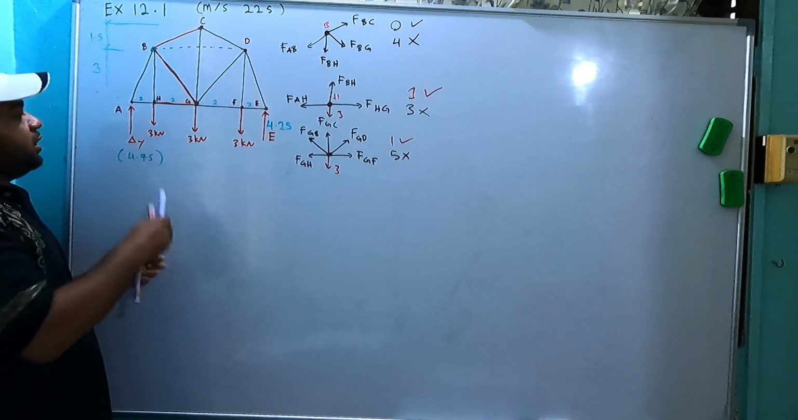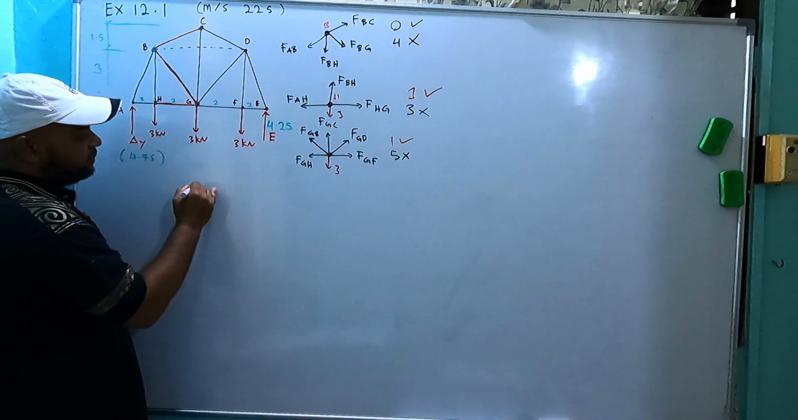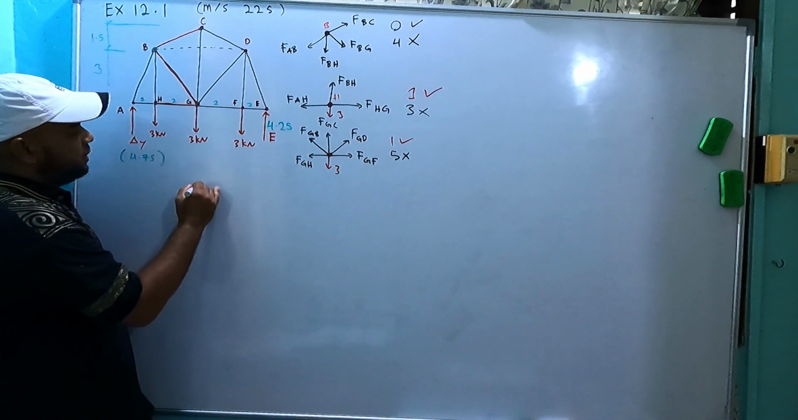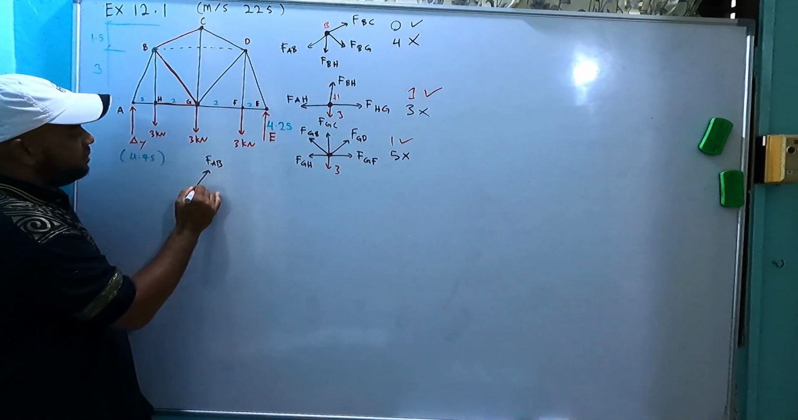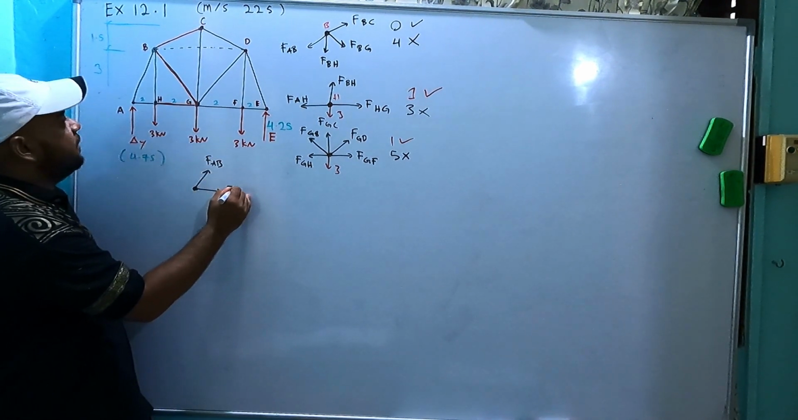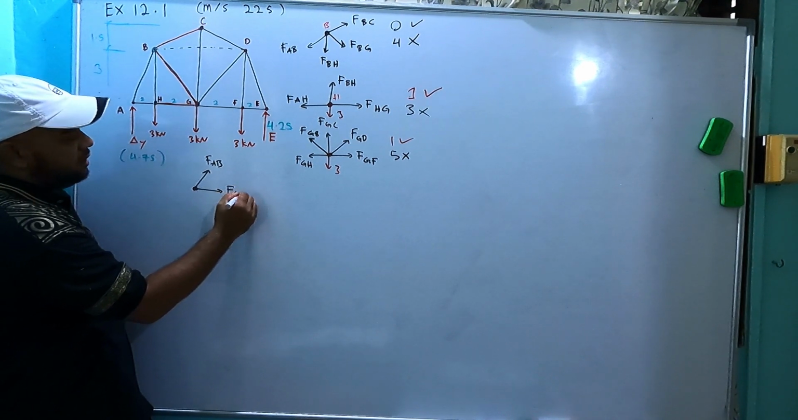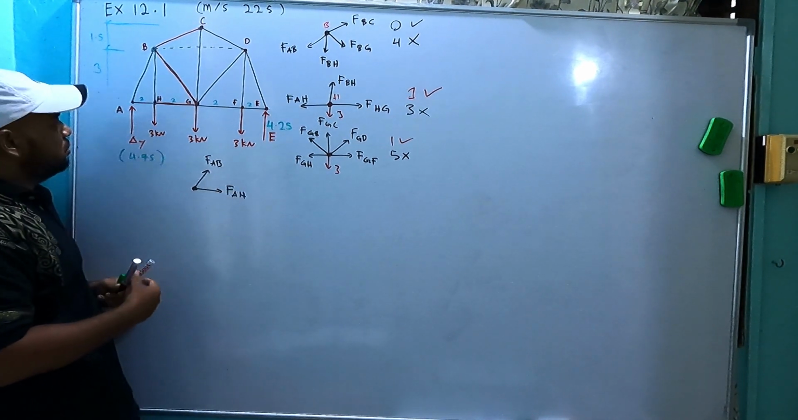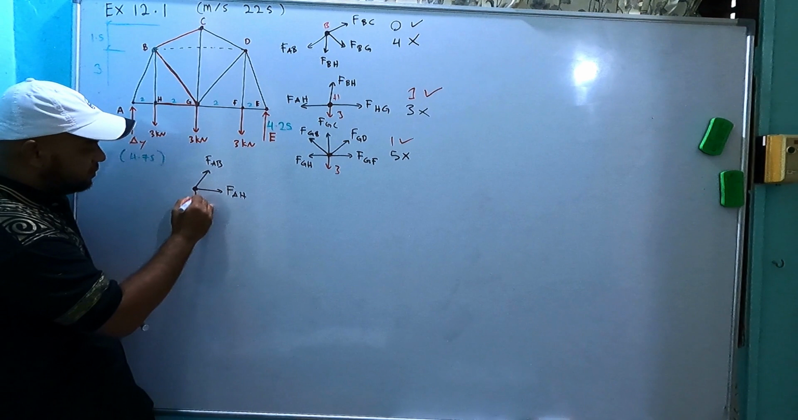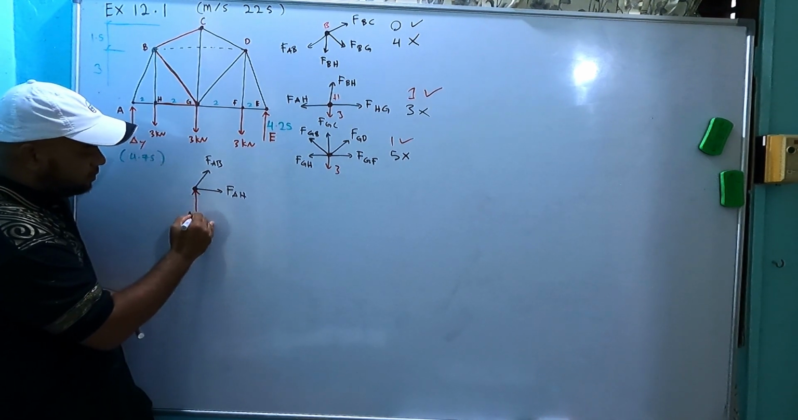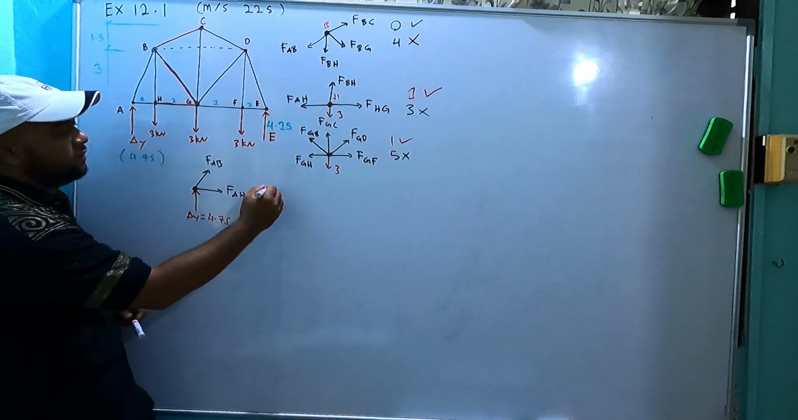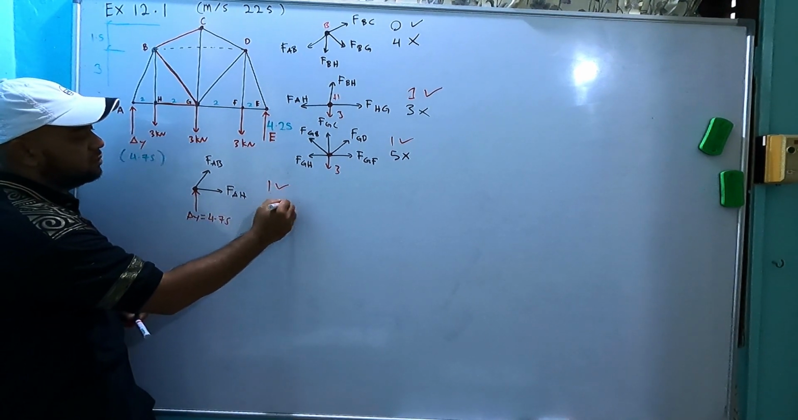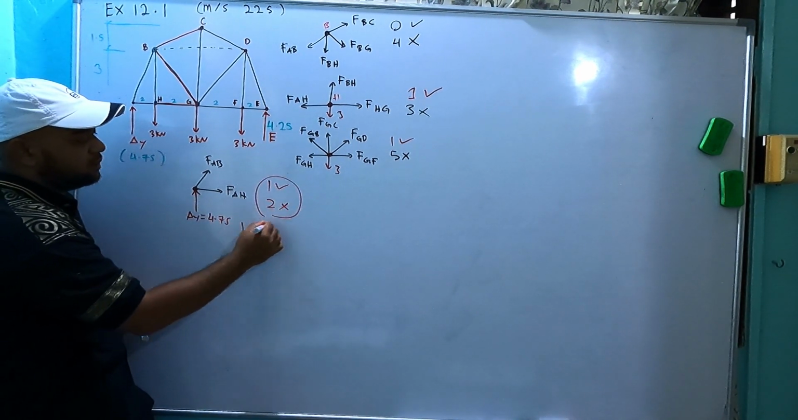Okay, so we go to point A. Normally I will go to point A. At point A, you have here FAB, FAH, and you have one which is AY equal to 4.75. One known, two unknown. Okay, so we can start by here.